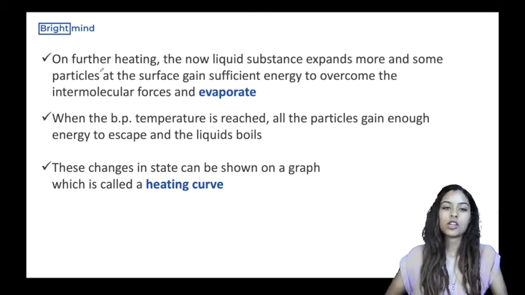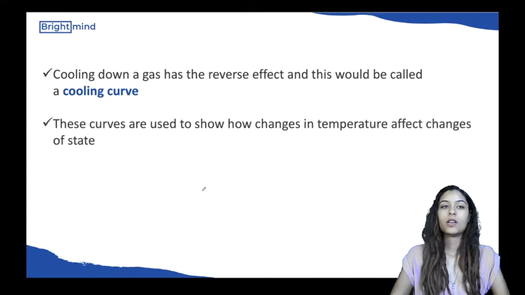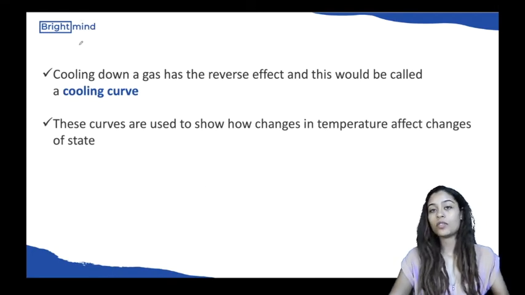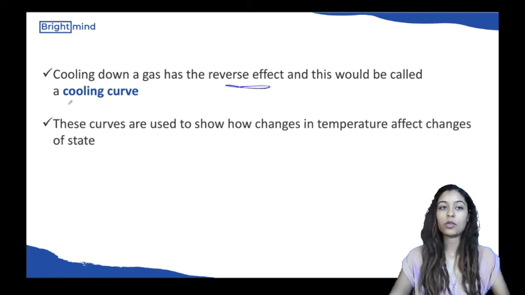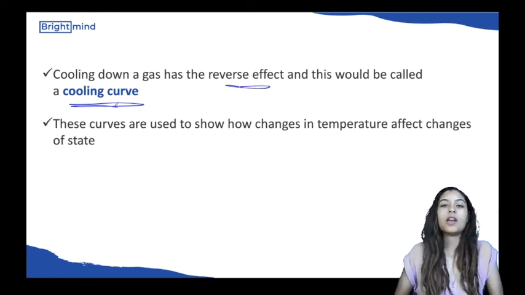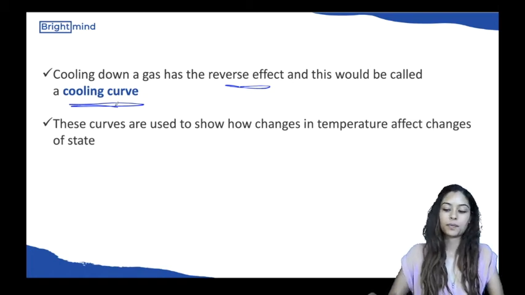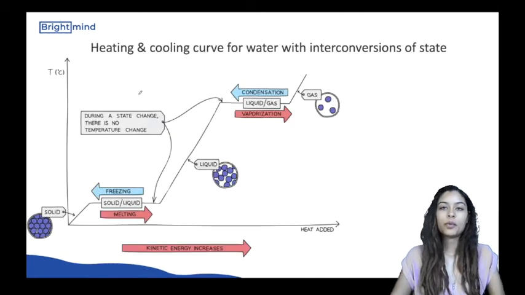Now, these changes can be shown in a graph, which is called a heating curve. And as the gas cools down, it would be the complete opposite of a heating curve, and this reverse effect would be called a cooling curve. These curves show us how the changes in temperature affect changes of state. Okay, so here we have a heating and cooling curve.